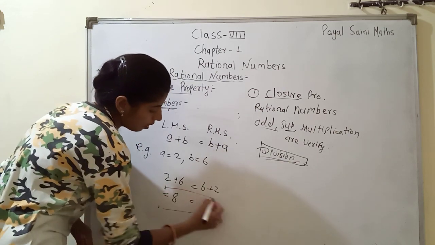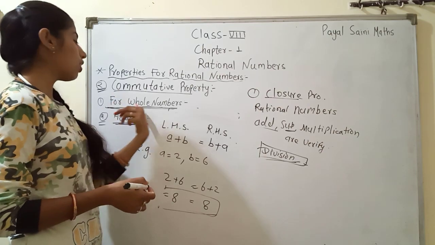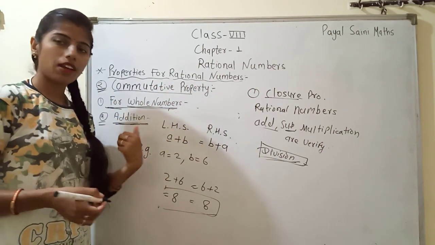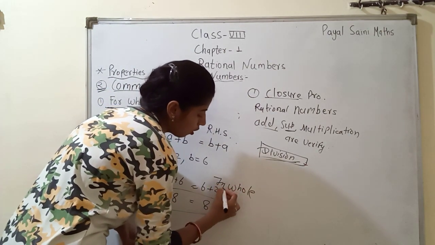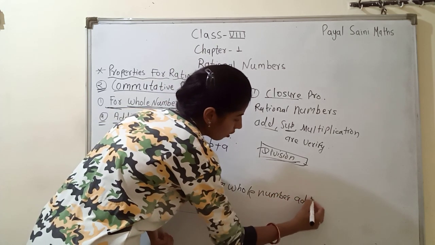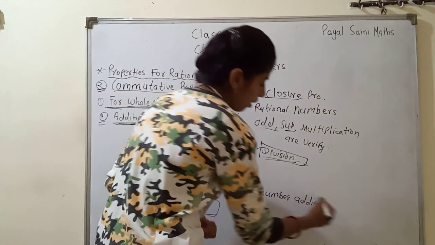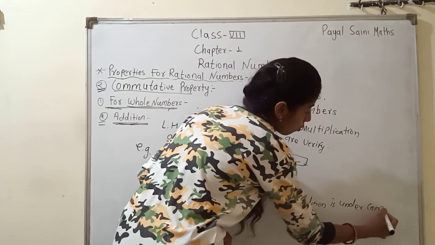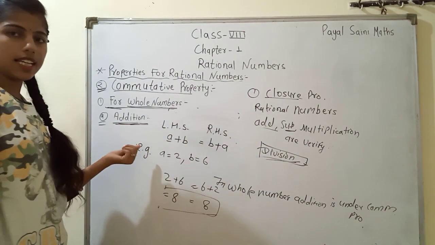By this example we can say for whole numbers, for addition, the commutative property is verified. We can say in whole numbers addition is under the commutative property. Like that our first operation, addition, is completed.